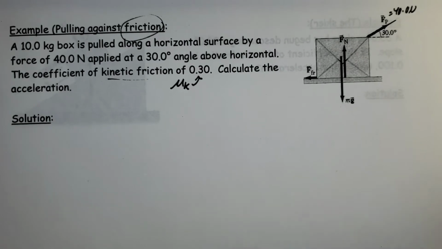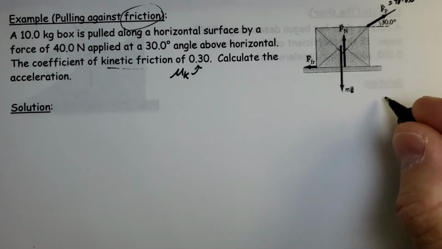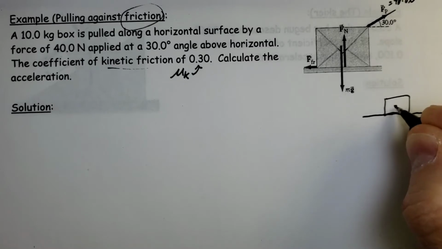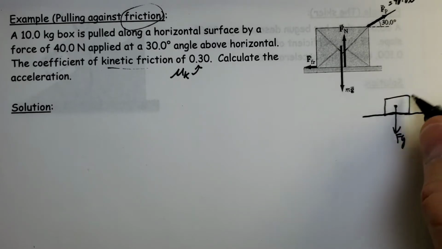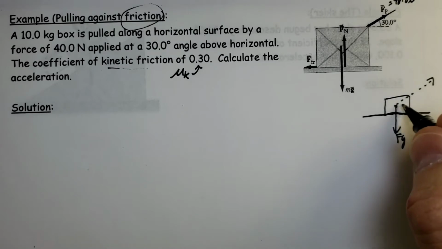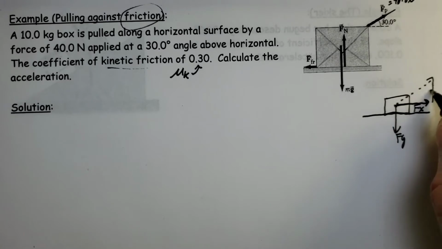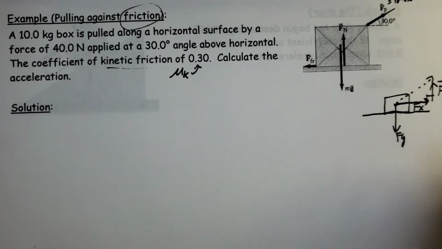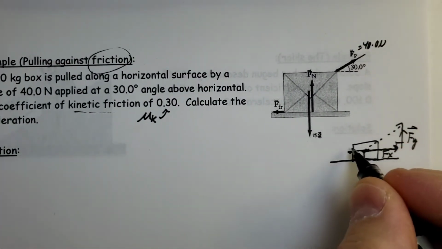Of course, there's quite a few things we're going to have to calculate here before we can calculate the acceleration. So if I redraw this free body diagram a little bit, of course I have Fg pulling downwards. I am pulling it this way at an angle. Now this force here is made up of Fx and Fy. We can break those down into two components. And we'll also have friction working against us.